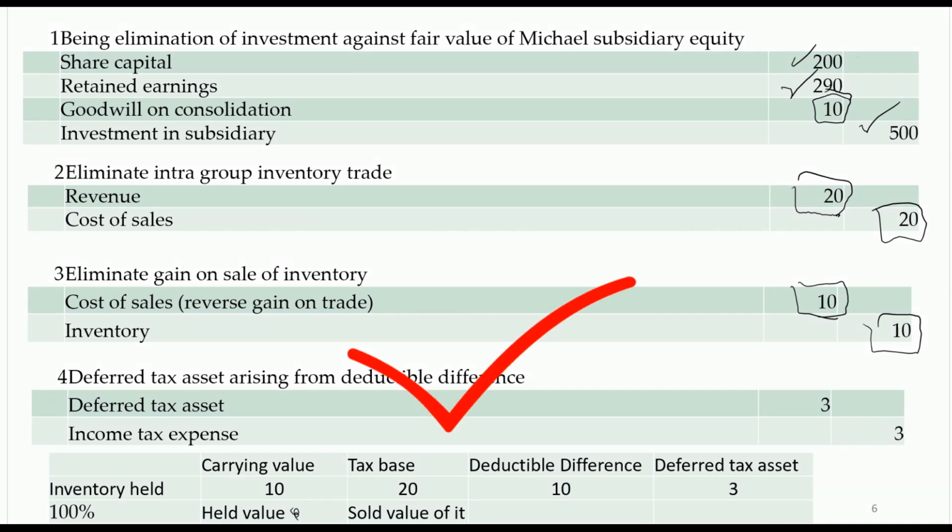Because of the unrealized gain, because the tax base increased to 20 million because of the sale, but still the carrying value was 10 million, there was a deductible difference of 10 million, and that gave rise to deferred tax asset by applying the tax rate. So the fourth consolidation journal entry was to debit deferred tax asset and credit income tax expense.